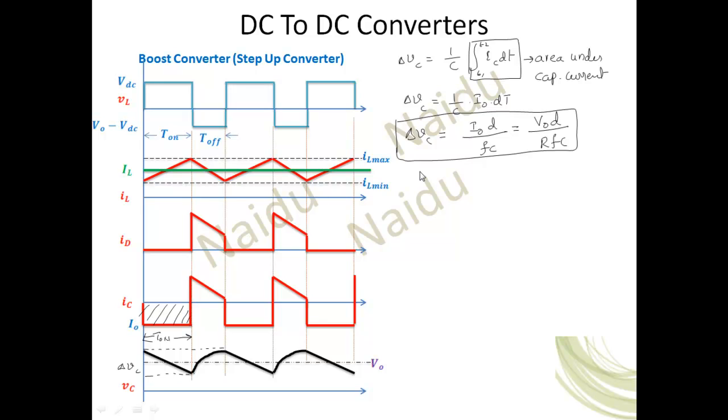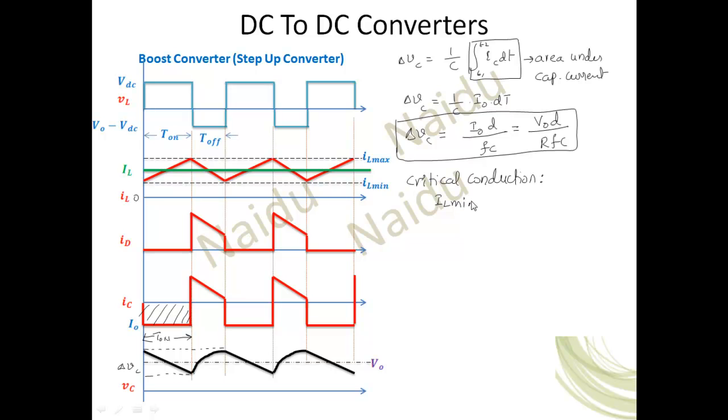Okay, another thing we need to calculate is the critical conduction condition. So what is the critical conduction? Critical conduction is nothing but here this inductor current is just touching the zero axis. Touching the zero axis means just touching that, it is not staying there. That means to touch this one, IL min should be 0. So that's what we are taking.